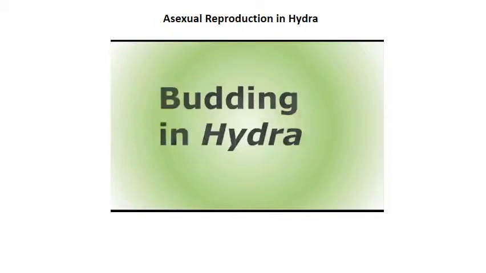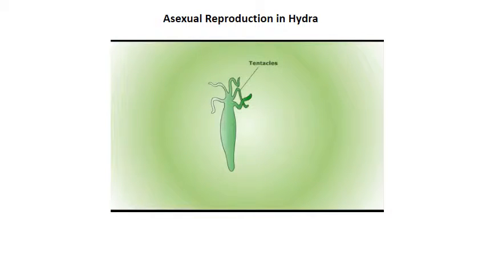In hydra, a bud rises from the lower half. It grows in size. Mouth and tentacles are formed terminally. As soon as the bud becomes nutritionally independent, it constricts at the base and separates as a new individual.